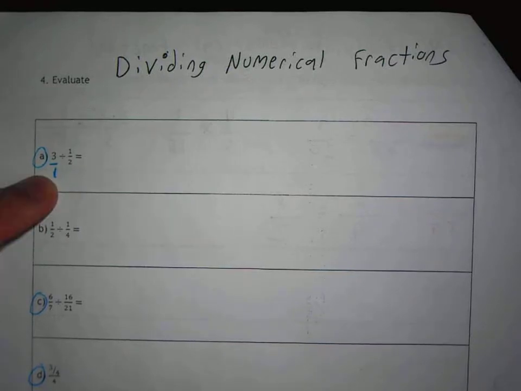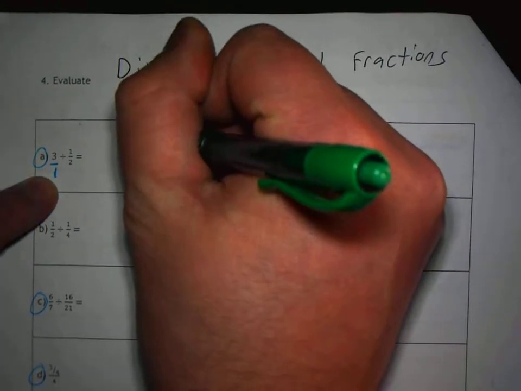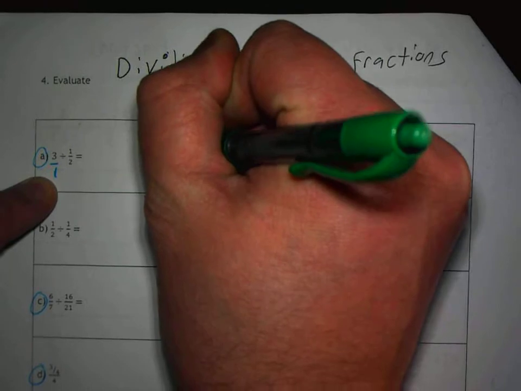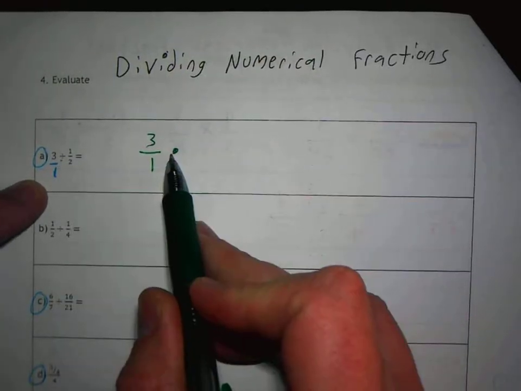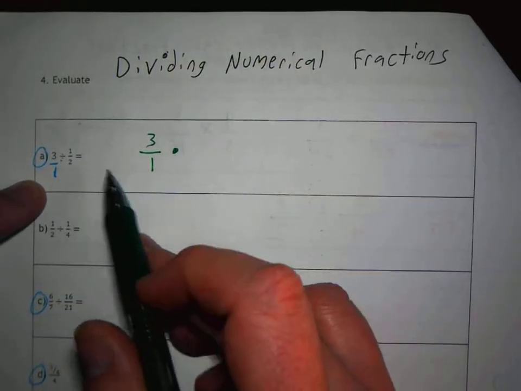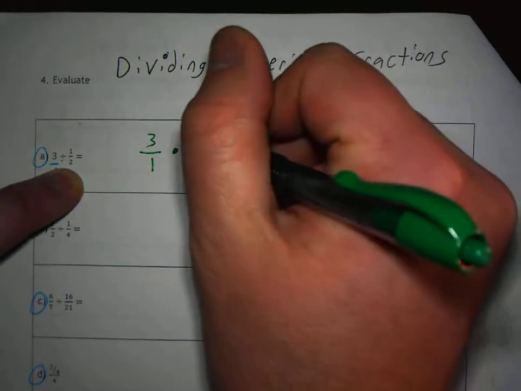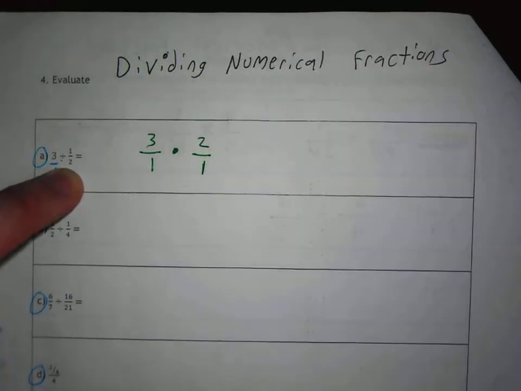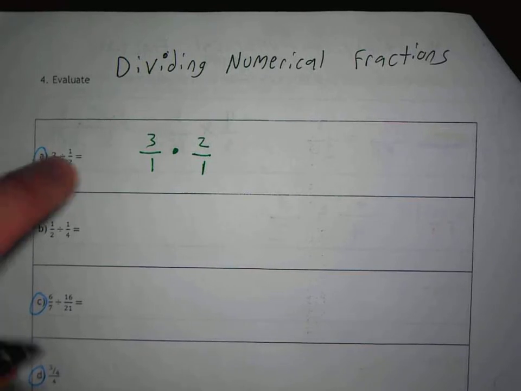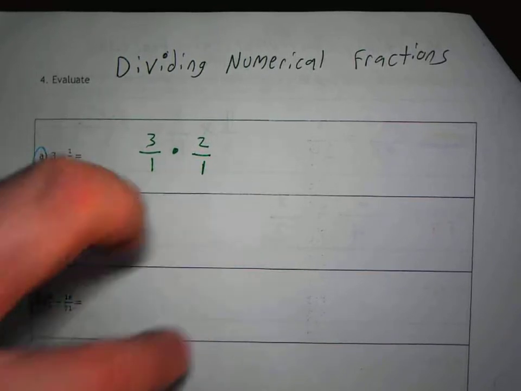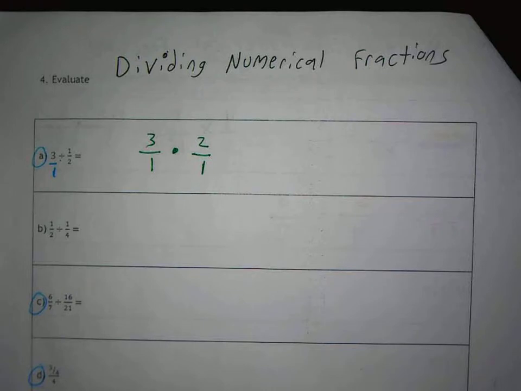And so in order to do that, you keep the first fraction the same. And to change this from division to multiplication, you invert the second number, the second fraction. Okay? So 1 over 2, flip over, and it becomes 2 over 1. So anytime you have division, you keep the first fraction the same, flip the second fraction, and that changes it from division to multiplication. So now that's easy, right?